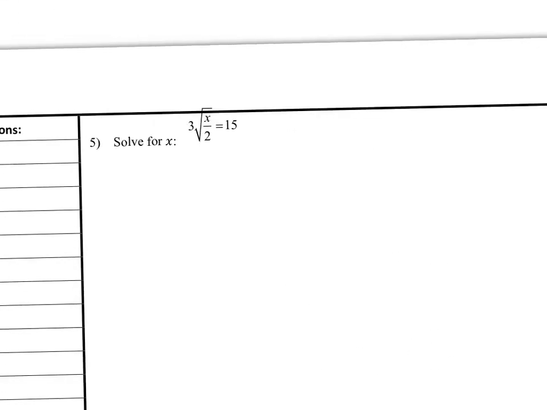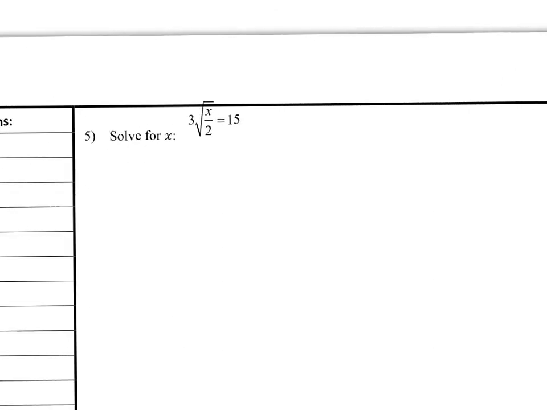All right, looks like this is the last problem. So, we need to solve for x. 3 square root of x over 2 equals 15. People just seem to die a little bit inside when they see fractions. They cry a little bit. I don't know what's going on, but fractions really aren't that bad, so let's jump into it.